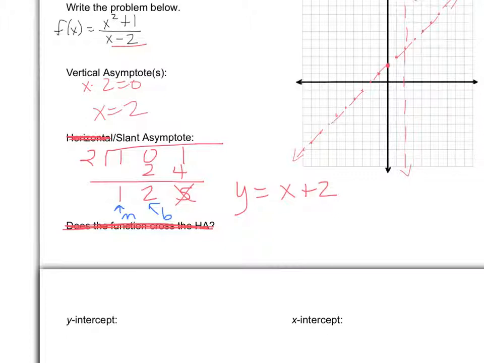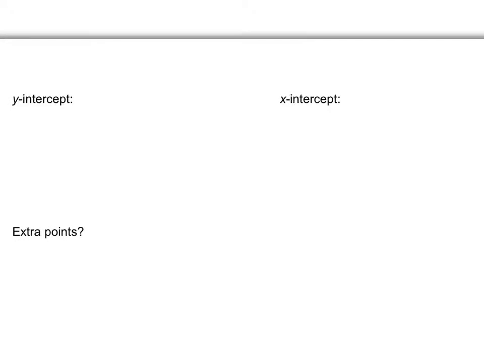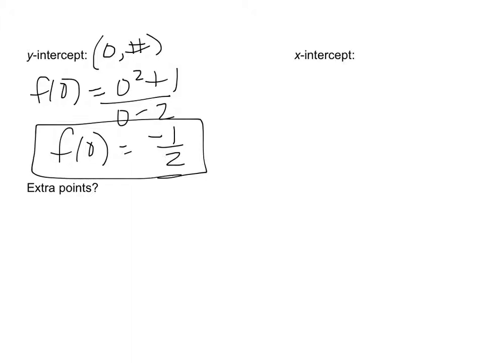Our y-intercept on this graph is going to be where I plug a 0 in for the x. So I'm going to scoot down here so we can have a little bit of workspace. If I plug in a 0, I'll get some number. So f of 0 is going to end up being 0 squared plus 1 over 0 minus 2. So f of 0 in this instance is negative 1/2.